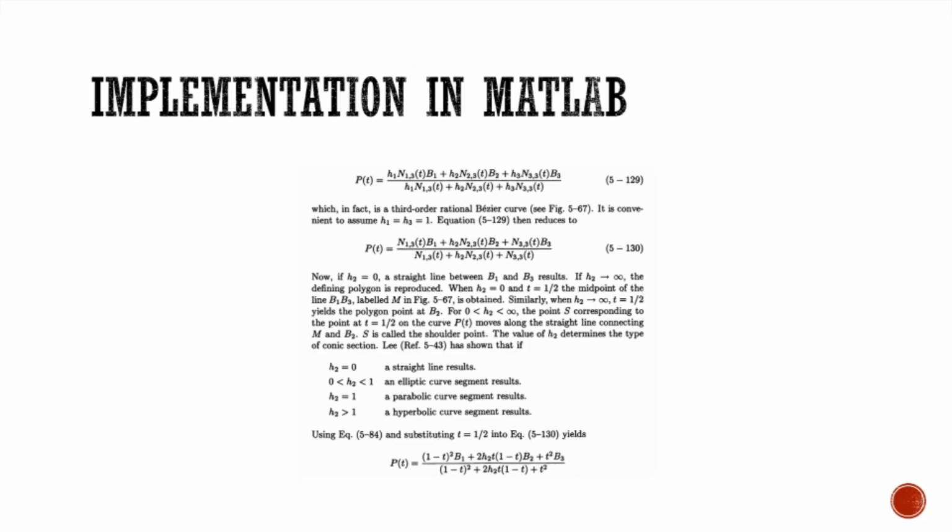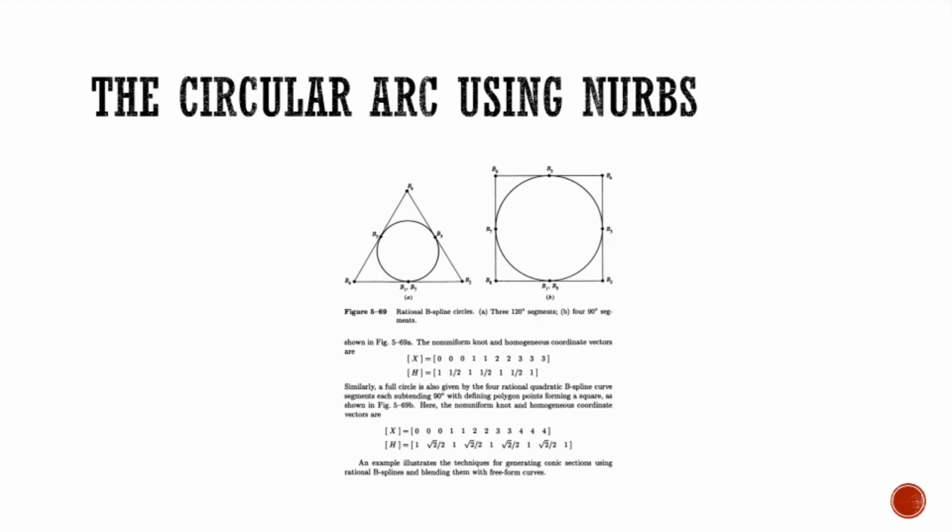This curve uses the equation P of t equal to 1 minus t square of b1 plus 2h2 t into 1 minus t into b2 plus t square b2, divided by 1 minus t. Now here, the circles are generated using NURBS.